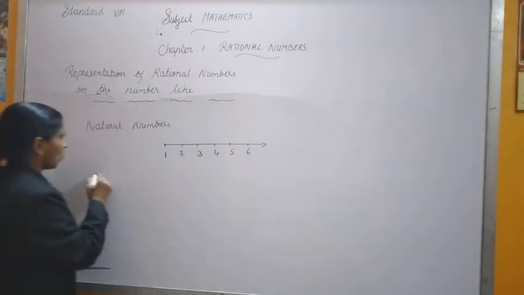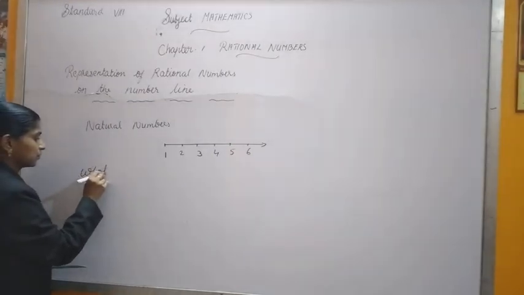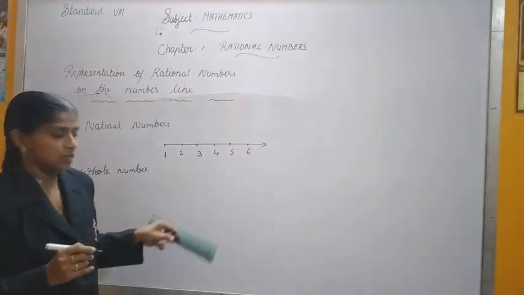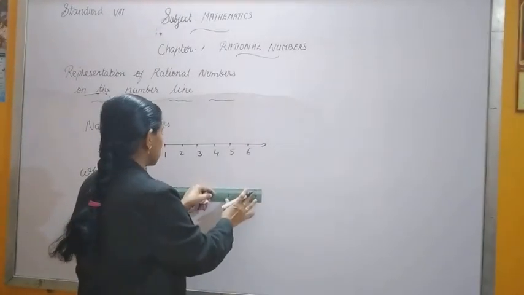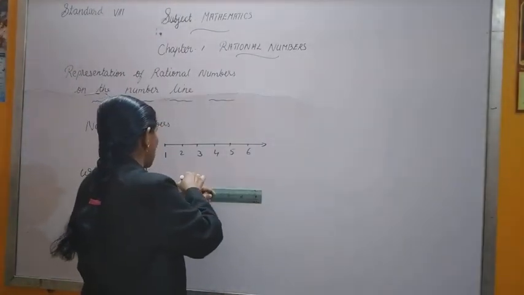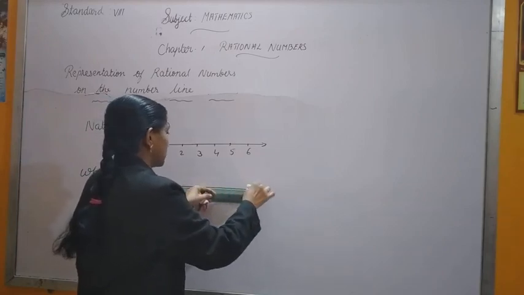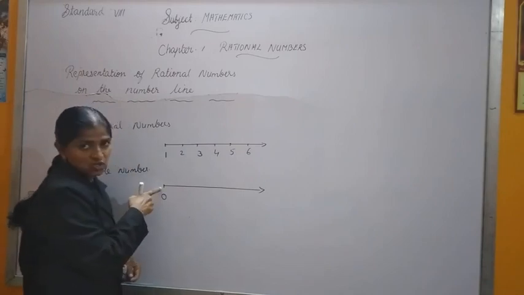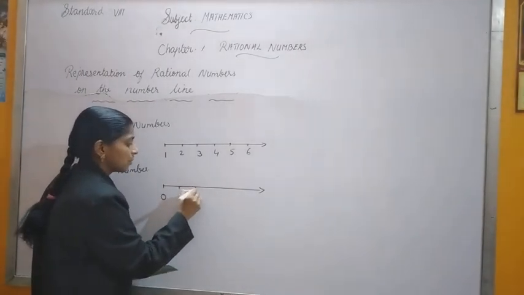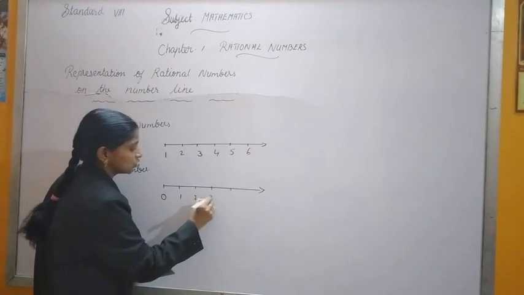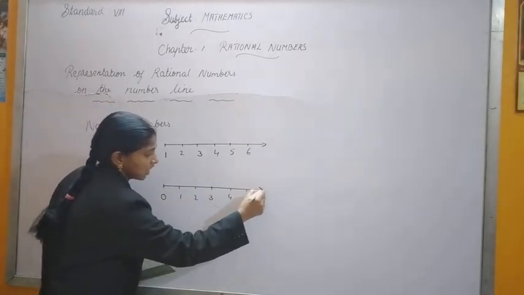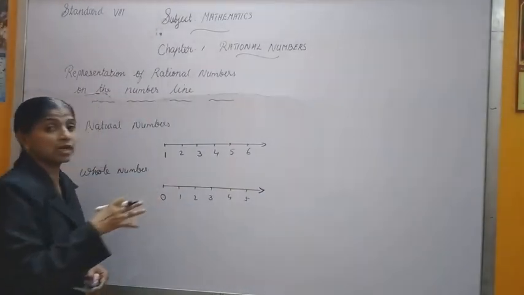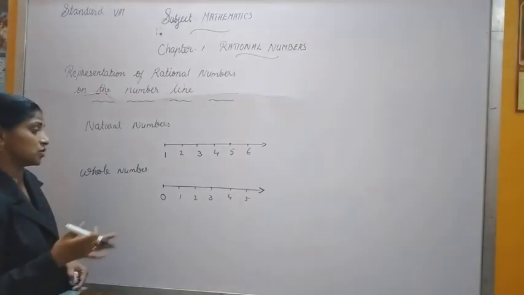The next is whole numbers. Which is the smallest whole number? Yes, 0 is the smallest whole number. When we represent whole numbers on the number line, we start from 0, the starting point 0. Then on the right side we can mark 1, 2, 3, 4, 5 like that. This arrow shows this line we can extend indefinitely because there are infinitely many whole numbers.